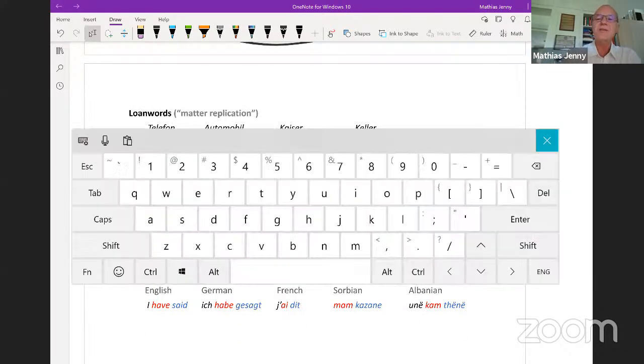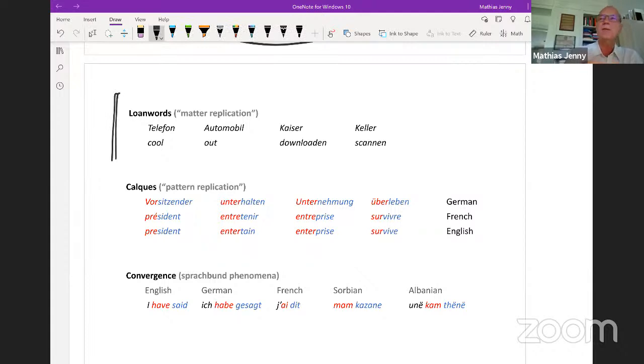So, of course, there are many loan words among these languages, matter replication. These are all German words here, loan words: Telefon, Automobil, Kaiser, Keller, and these are all loan words from Latin or Greek or French or English, like cool, out, downloaden, scannen, with the German -en infinitive ending. So these are just loan words that you have basically everywhere in Europe and also in other places. These are not very interesting. More interesting are cases of pattern replication, where the patterns are taken over.